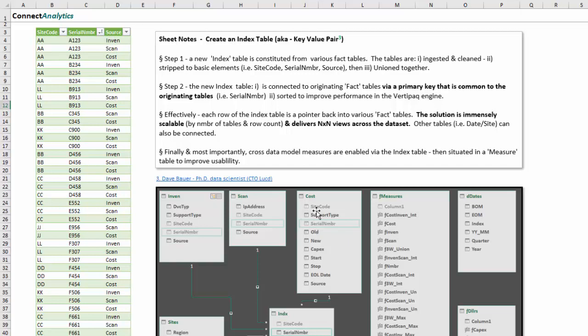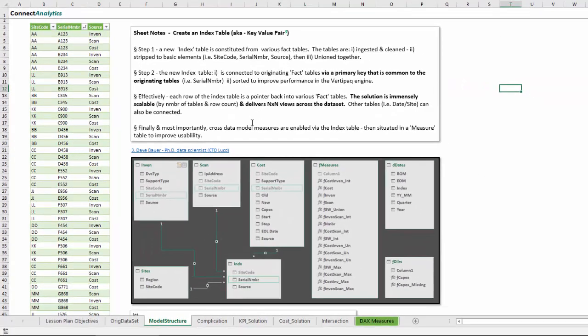This solution is immensely scalable and happens to deliver n-by-n views across the data set, as we'll see here in a little bit. Beneficially, other tables, such as a data or site table, can also be connected. Finally, and most importantly, cross-data model measures are enabled via the index table. We'll illustrate how that happens, and then situated in a measure table. When we pulled this together, we did have some consulting from an individual named Dave Bauer. He today is the CTO of his data company called Lucid.